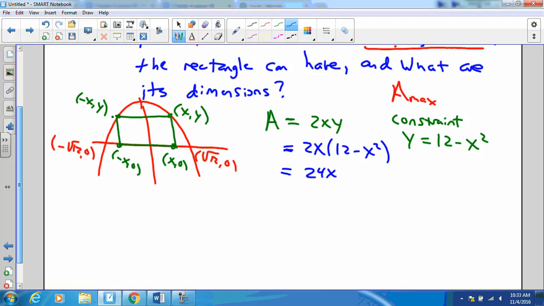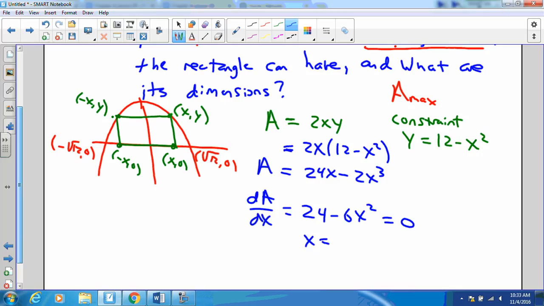And this gives me now area as a function of x alone, and that function is screaming to be optimized. And now what I need to do is to find the max value of this function. Derivative. Keep going. x equals plus or minus 2, or negative 2, exactly. And now what? What do these values mean?